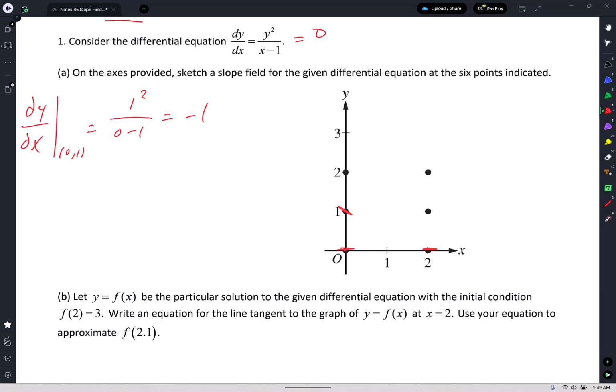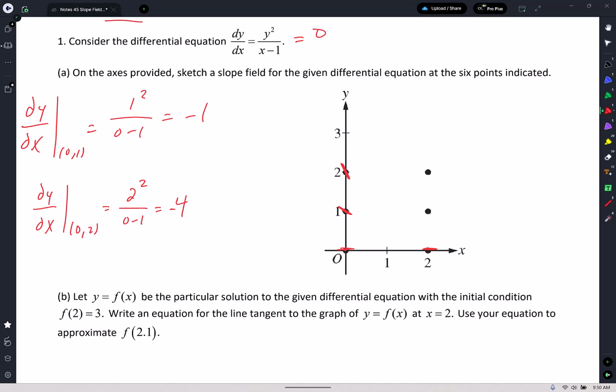All right. I'm going to go up to 0, 2. So here it is, dy dx. And you don't have to write this down, guys. If you see the pattern, you're fine. 0, 2: that is 2 squared over 0 minus 1. So 2 squared is 4, and because of the bottom, it's -4. So -4, just make it steeper. And there it is. We're not done yet.